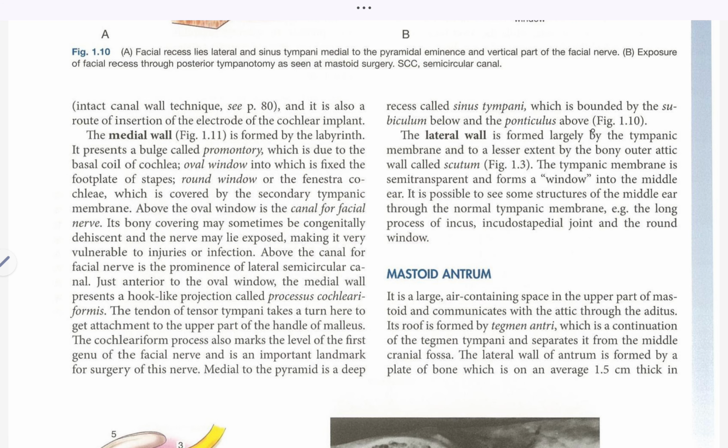The lateral wall is formed largely by the tympanic membrane and, to a lesser extent, by the bony outer attic wall called the scutum. The tympanic membrane is semitransparent and forms a window into the middle ear. It is possible to see some structures of the middle ear through the normal tympanic membrane, for example, the long process of incus, incudostapedial joint, and the round window. Mastoid antrum.